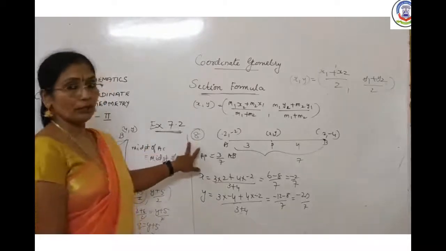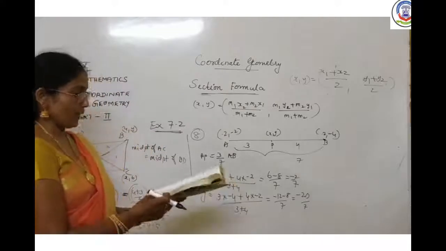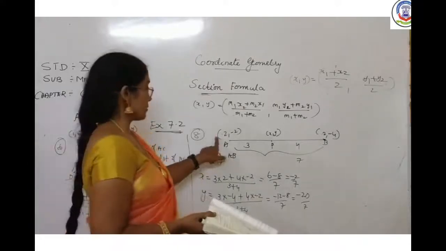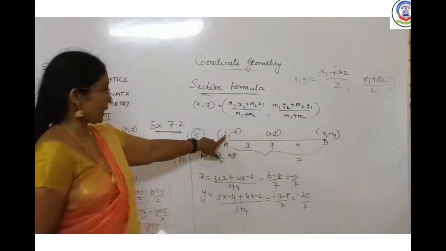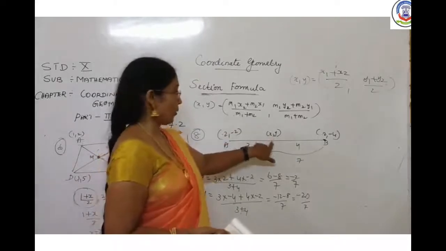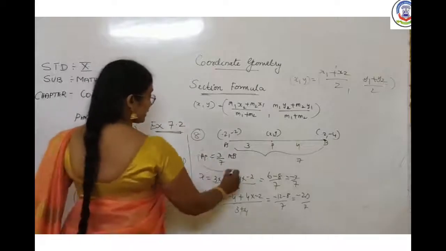Now moving to question number 8. Question number 8 is also an important question. It is also asked in the exams many times. A and B are the endpoints. The endpoints are given. The coordinate of P you also have to find out. That means the point P divides the segment in a ratio. But the ratio is not directly given. It is given this way.